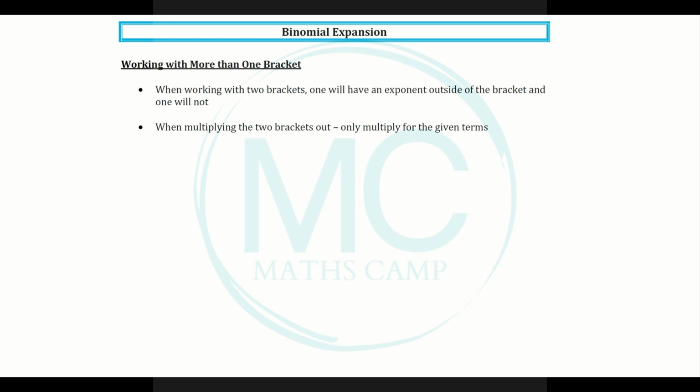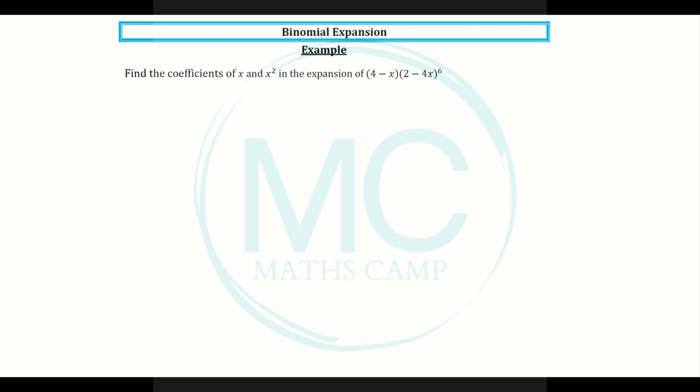When multiplying two brackets out, only multiply for the given terms. So what does this mean? We can multiply an expansion and add like terms, but this is time consuming. And in an exam, you only have a set amount of time to work with. Do not waste it on unnecessary things. To make this easier, I want to look at an example.